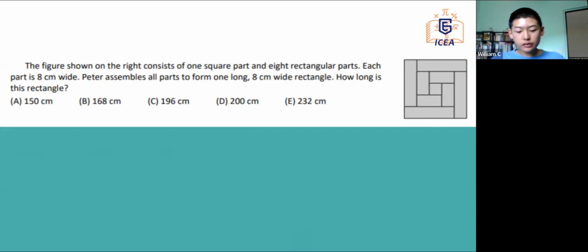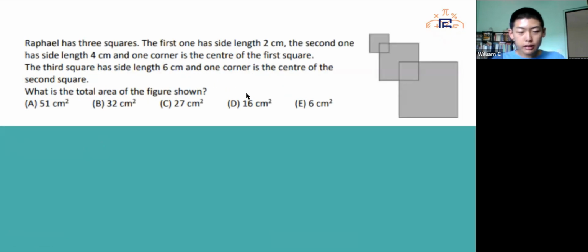On the right consists of 1 square part, 8 rectangular parts. Each part is 8 centimeters wide. Peter assembles all parts to form one long 8 centimeter wide rectangle. How long is this rectangle? B is the correct answer, so let's move on then.